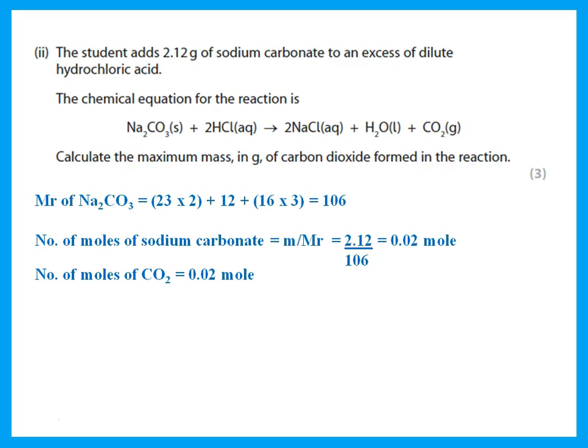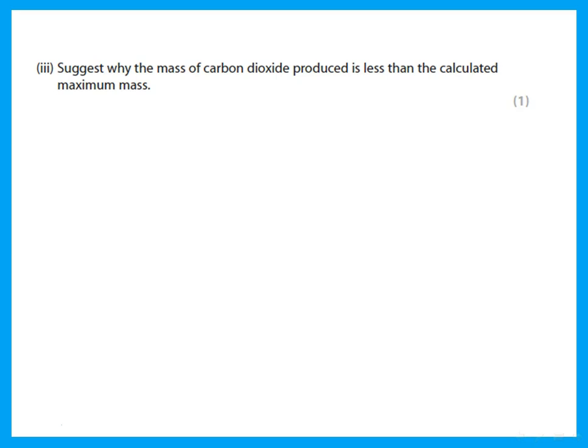Then we try to get what he's asking for. What is he asking for? He's asking for the mass of carbon dioxide. Mass is number of moles times Mr, and that comes out to be 0.88 grams. Then he says, suggest why the mass of carbon dioxide produced is less than calculated.